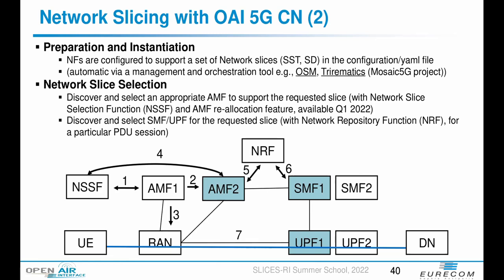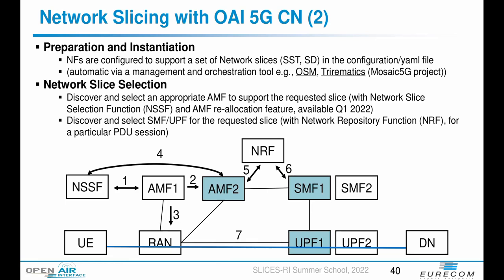Maybe we have multiple UPFs, but only UPF 1 supports slice 1, UPF 2 supports slice 2, and so forth. So in this case, SMS 1 selects UPF 1, and after that, the traffic can go from UE to RAN to UPF 1 and to the DN.